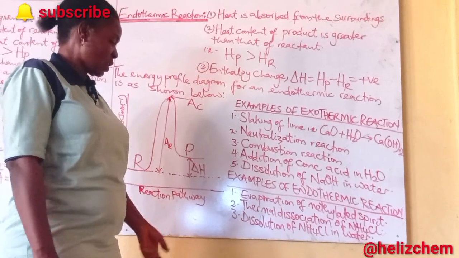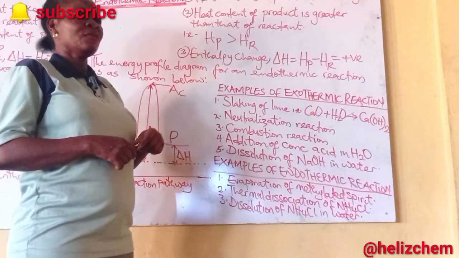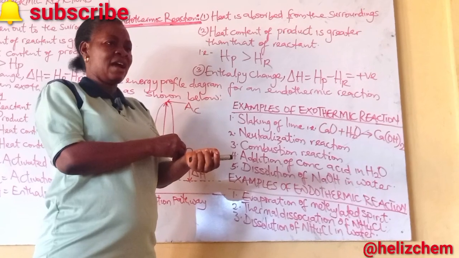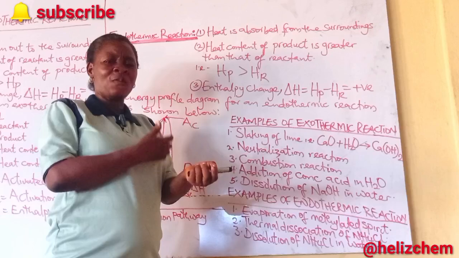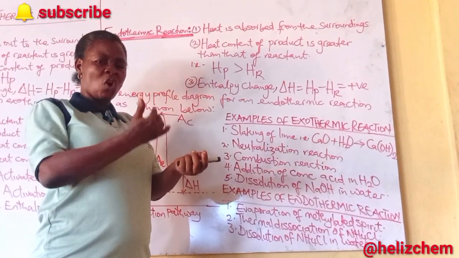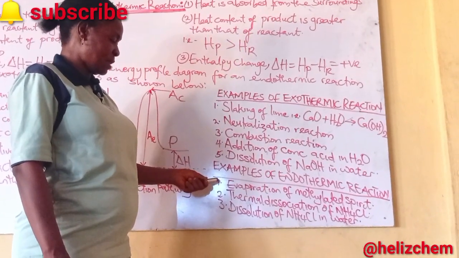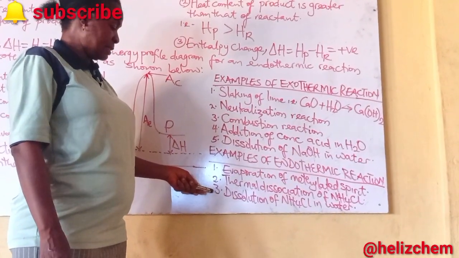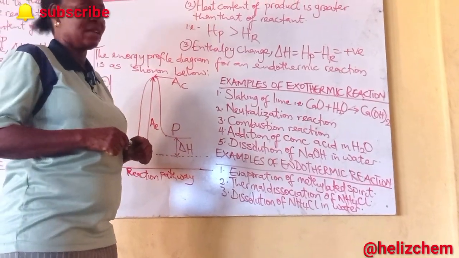In endothermic reaction, we have evaporation of methylated spirits. For instance, when you pour methylated spirits on your skin, how do you feel? You feel a kind of cold sensation. This is telling you that heat is being absorbed from the surrounding, and that is an example of endothermic. We equally have thermal dissociation of ammonium chloride and dissolution of ammonium chloride in water.